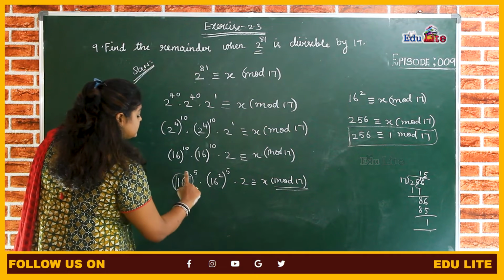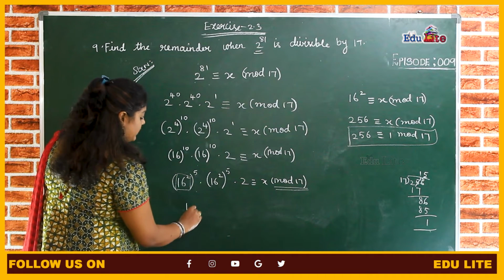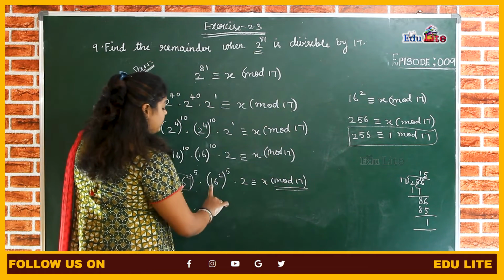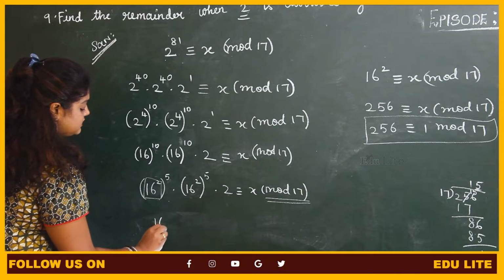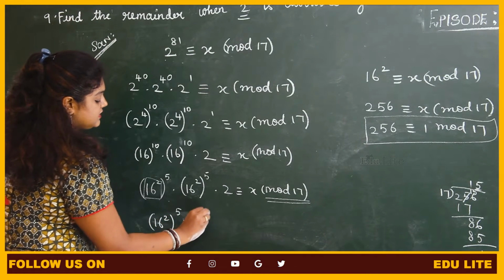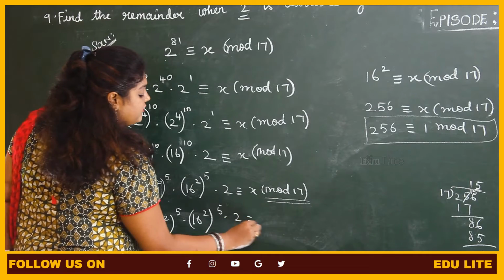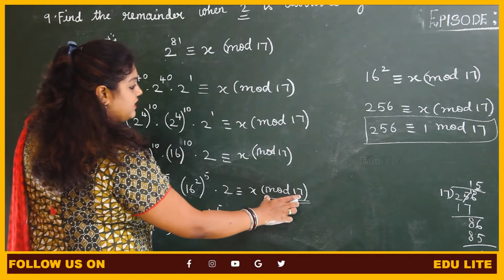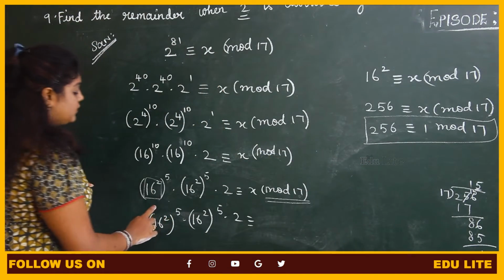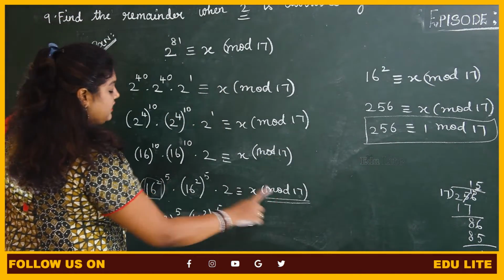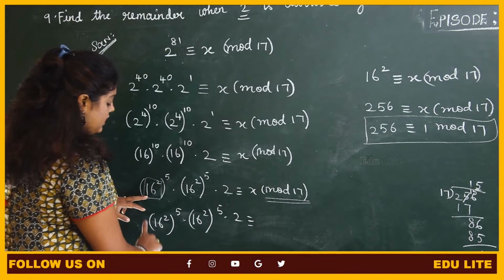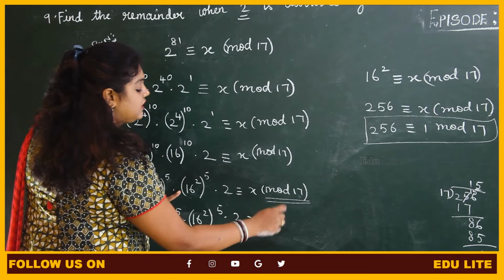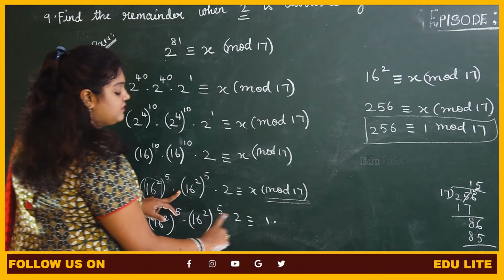So instead of this, if I substitute 1, 1 power 5 is 1. Similarly, 16 squared power 5 mod 17: we already evaluated 16 squared mod 17 and got the remainder as 1. 1 power 5 is 1, so for this we got remainder as 1. Similarly, 16 squared mod 17 we solved and got the remainder as 1. Again 1 power 5 is 1.